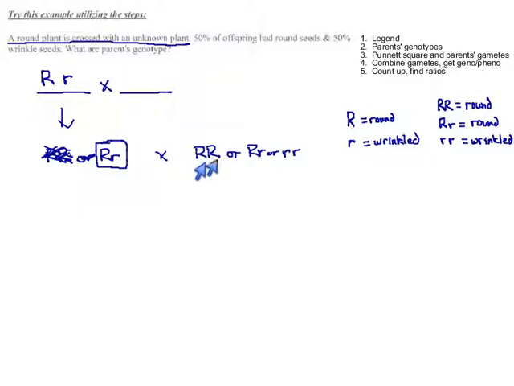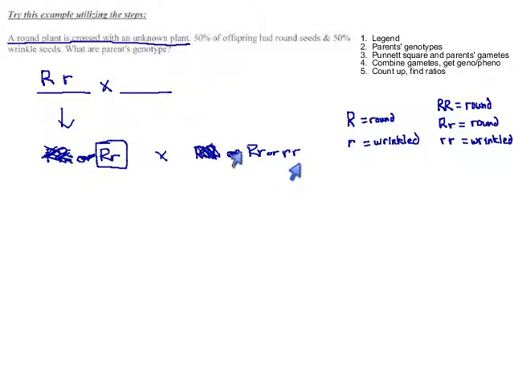Well, first of all, this parent, for the same reason, can't be big R. If they were, they wouldn't have any wrinkled pea plant offspring. So that one can't be right either. So now we're down to two of these. This parent could be big R, or they could be little r.